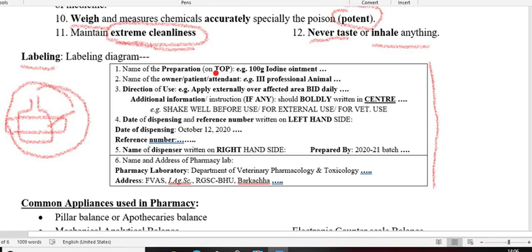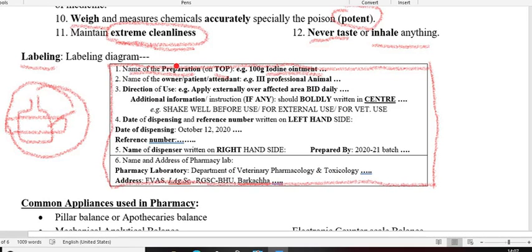The first thing, on the top, is the name of the preparation. The name of the preparation should be written at the top of the paper. This is the piece of paper you are pasting over the container in which you have kept the pharmacy preparation.